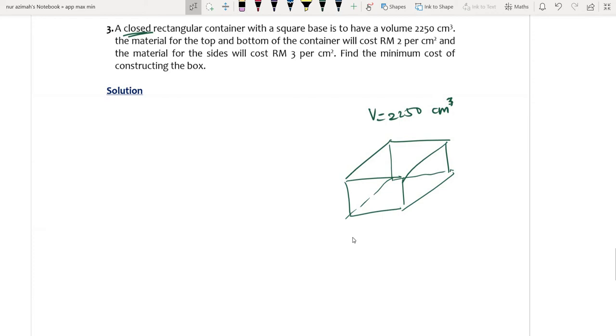Okay, the material for the top plus bottom costs RM2, and then the material for the sides is RM3 per centimeter cube. Find the minimum cost of constructing the box.